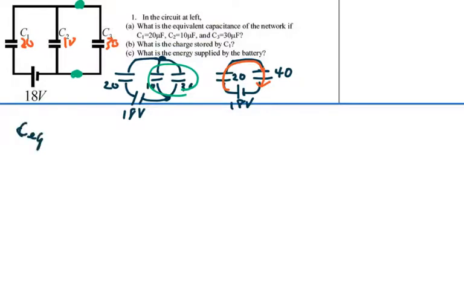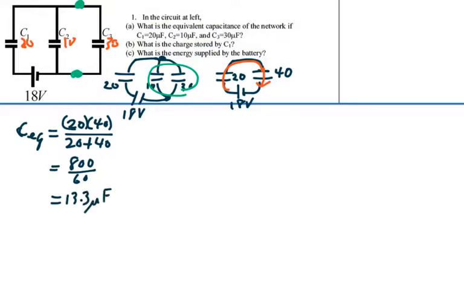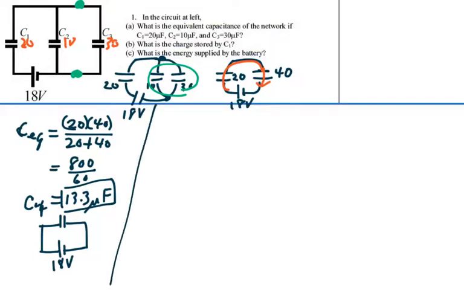So our C equivalent is going to be product over the sum, that's 20 times 40 over 20 plus 40, which would be 800 divided by 60, or 13.3 microfarads. So that is the equivalent capacitance of our whole circuit. Basically our circuit could look like one equivalent capacitance with the 18 volt battery, and this one C equivalent of 13.3 microfarads. Sounds good. So that's part A.